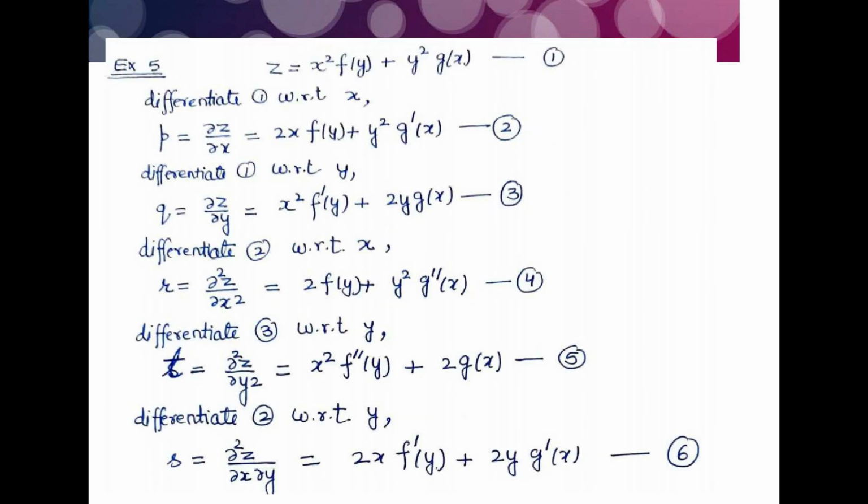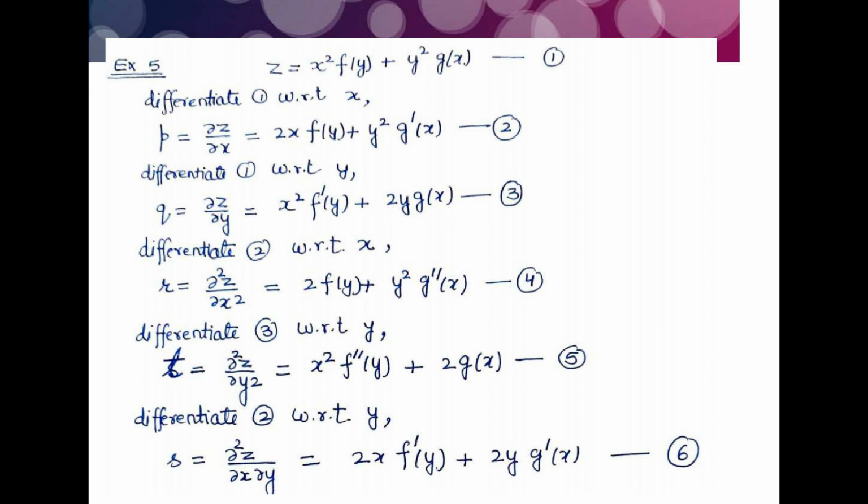Consider example 5, z equal to x square f of y plus y square g of x, given by equation number 1. There are two arbitrary functions. One is f, another one is g. So the order of the partial differential equation will be 2. So we start with equation number 1.